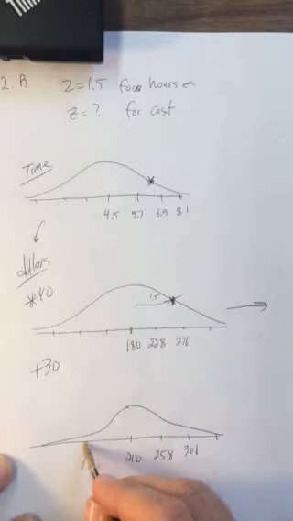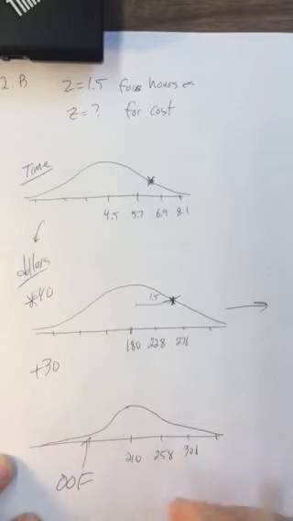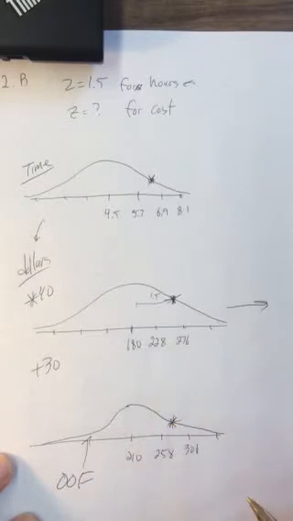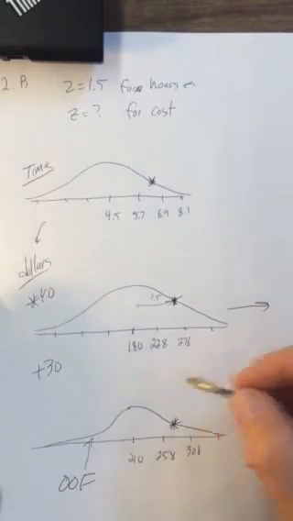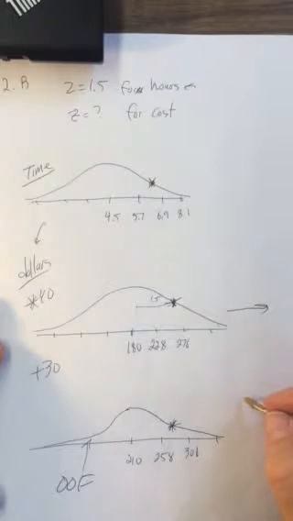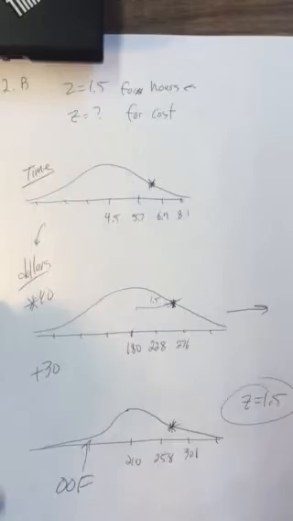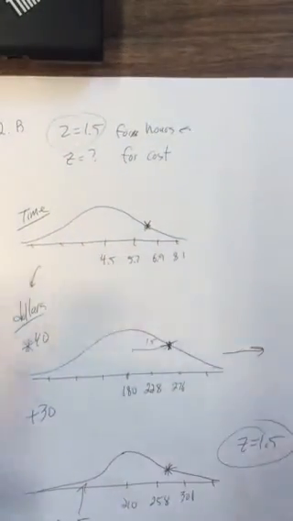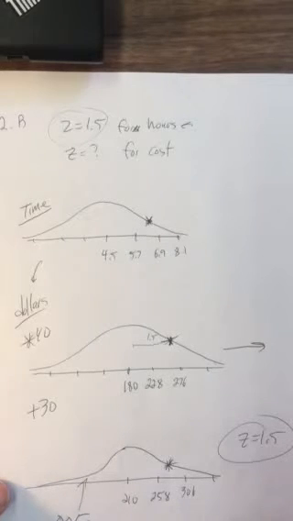Ouch, that's horrible. But we were over here anyway at 1.5. So the answer ends up being that z is going to be the same. The z-score is going to be 1.5 if we started at a z-score of 1.5. So multiplying everything and then shifting it doesn't change the spread.